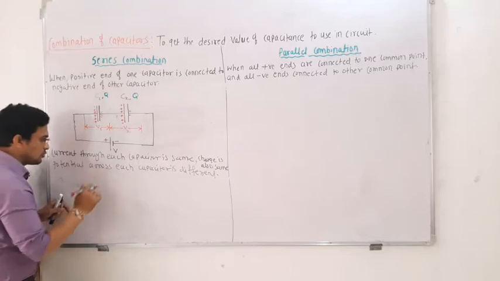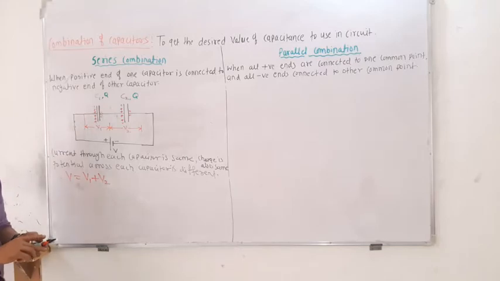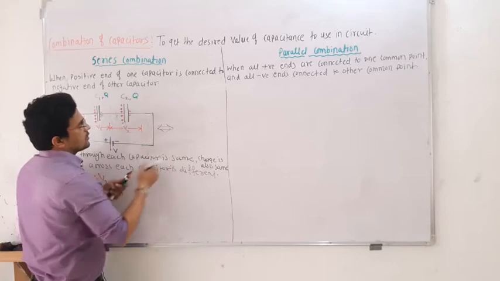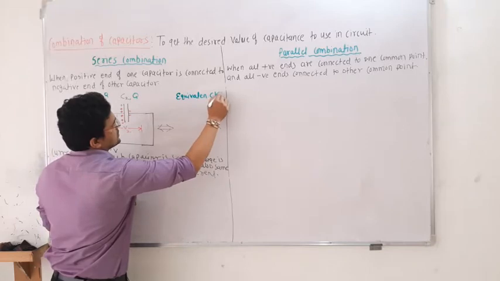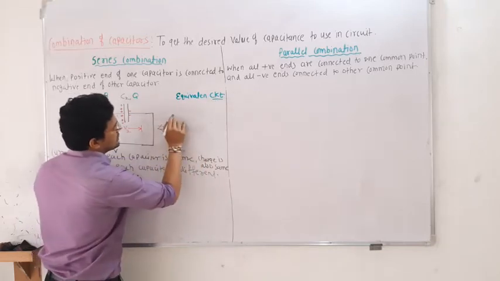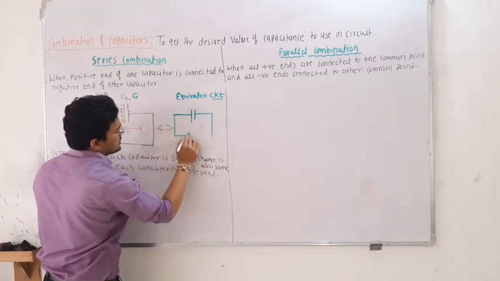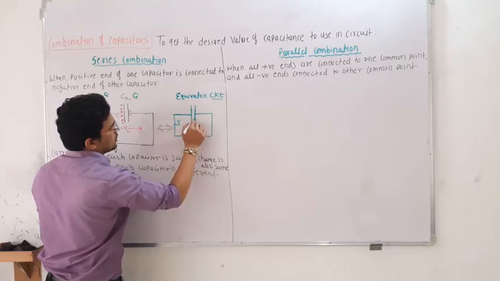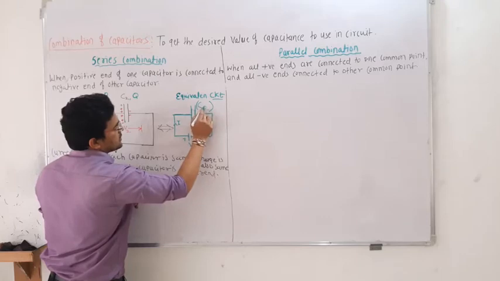That means from this figure you can write that V is equal to V1 plus V2. Now I will write the equivalent circuit. CKT means circuit. So in the equivalent circuit, I will combine these two capacitors and form only one capacitor with the same battery, with voltage V, and current I is flowing. This is one capacitor, so it is C equivalent, and it is connected in series, so I will mention here CS.